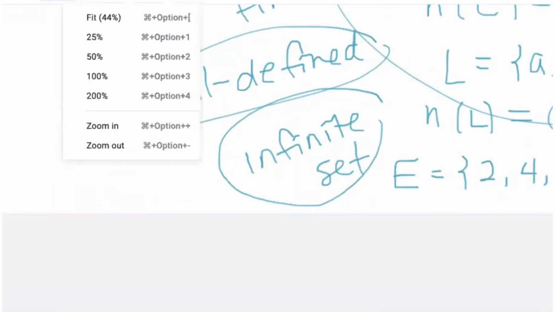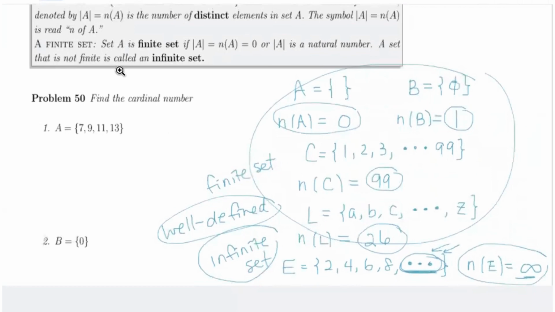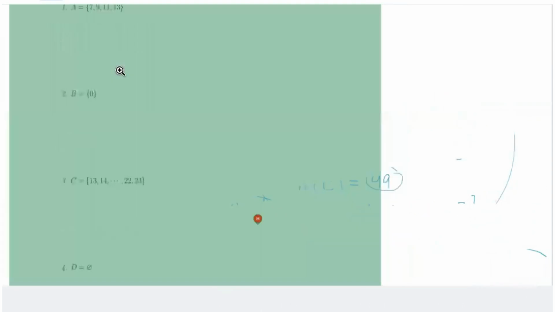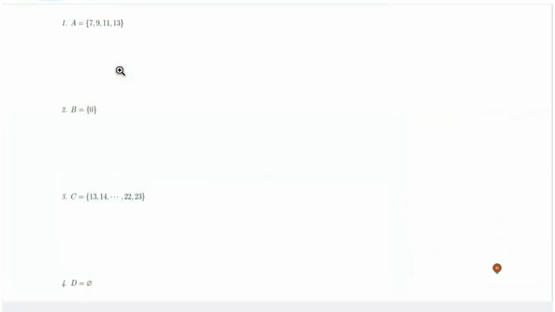All right, I want you to try problem 50. Okay, problem 50. Go ahead and try problem 50. There are 4 parts. Find the cardinal number of these 4. Okay. Can you see? Okay, good. Cardinal number.